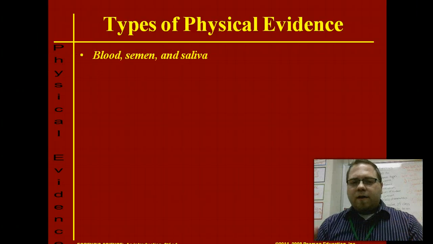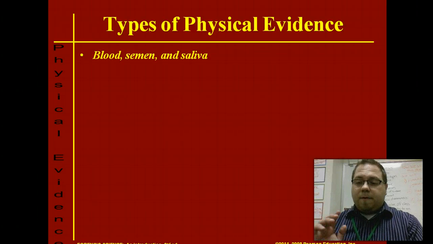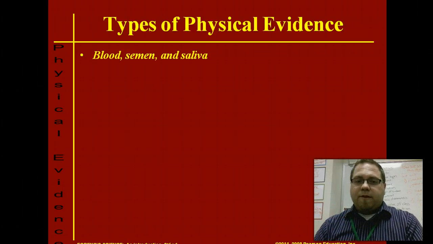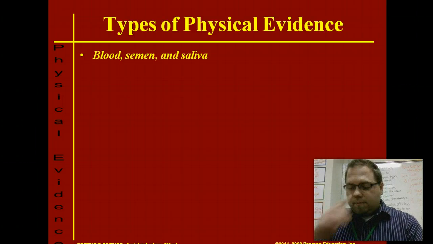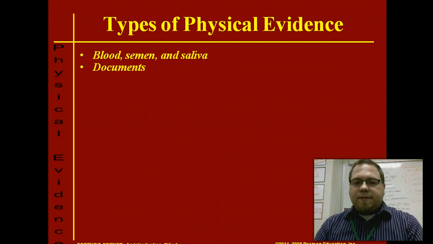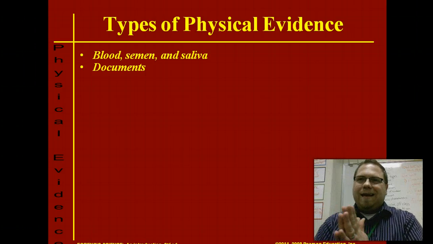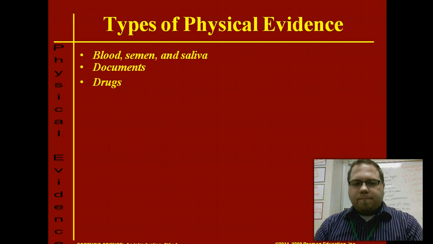So we have our list of types of physical evidence: blood, semen, and saliva. This can be still in liquid form, or dried on an object or something along those lines. Those would be taken care of differently. Documents, written documents that have someone's handwriting on them, or documents that lead a motive in a particular direction. Drugs, this would be illegal drugs. This could be over-the-counter drugs. Those would be important. Explosives, if you have an explosive device, or even residue. We'll talk about that in a minute.